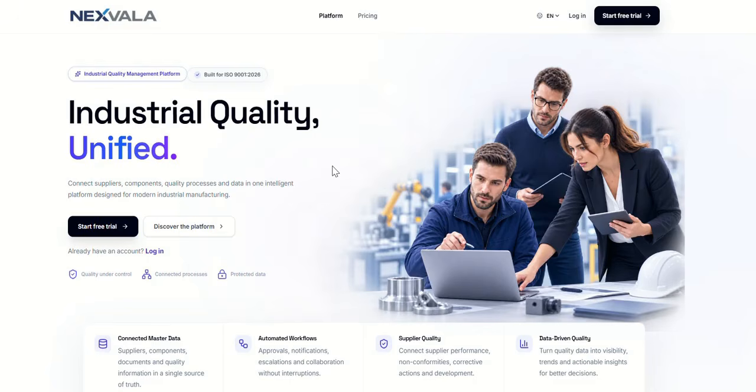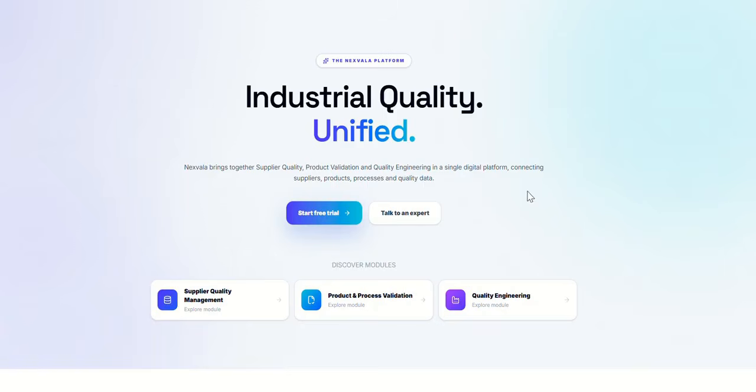Sometimes it happens that we have problems regarding the validation of parts, so Nexvala also helps us with this, with the entire management of PPAP and incoming acceptance and what is product validation. So let's look at the platform. Let's take a tour of the platform.